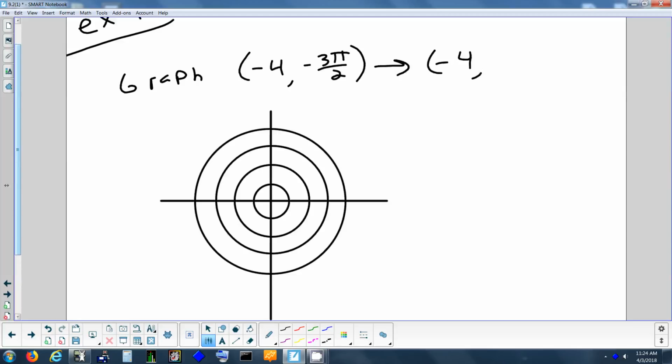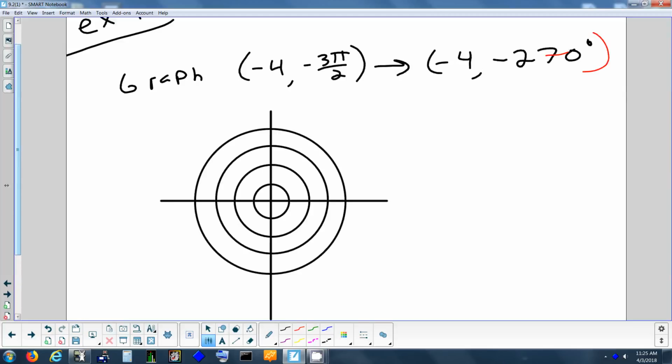Exactly, right? Pi over 2 is 90. This is pi over 2 tripled with a negative. So if you triple 90, you get 270, make it negative. Okay, so we're graphing -4, -270. Right, so Hannah, how would you graph that one?